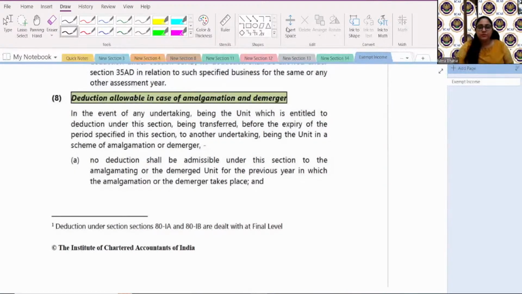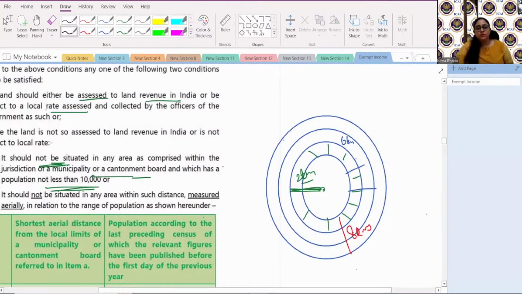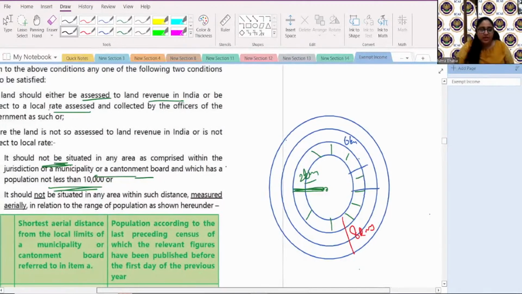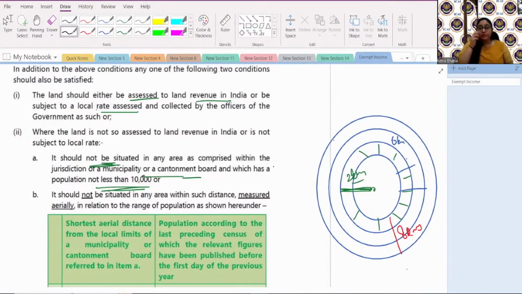This is for you. Please pay attention. For any farm building located in a cantonment area, first of all, the farm building should be in the immediate vicinity of land, and that land should be assessed to the land revenue authorities or assessed to local rates by the government. Number two, if the land is not assessed to the land revenue authority, it should not be in an area where the population of the municipality or cantonment board is 10,000 or more. Less than 10,000 is fine. If the population is more than 10,000, then the land should not be situated in that area.